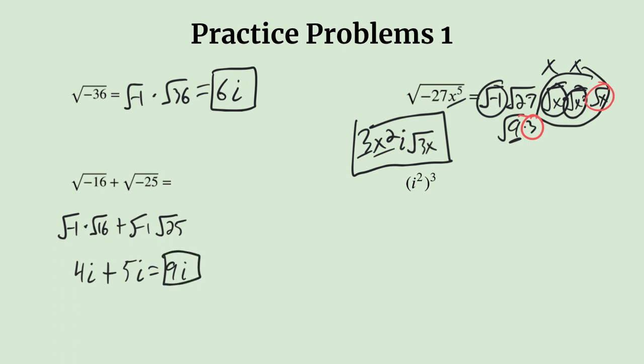Then i to the 6th, well, actually, let's do i squared would be -1, a negative 1 to the third. Negative 1 times negative 1 is positive 1. Multiply that by the other negative 1, and you get negative 1.